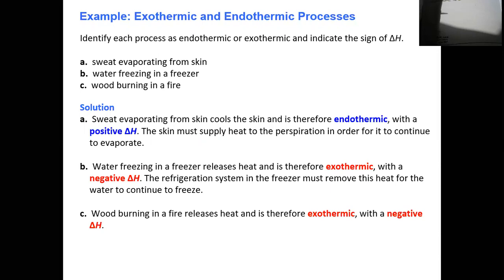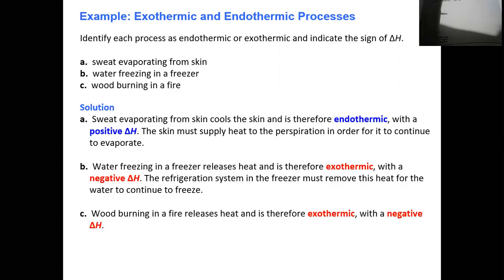First we have sweat evaporating from skin. If we have sweat evaporating, what do you think that process is? Sweat is going from a liquid to a gas. For a liquid to turn into a gas, it's going to require it to absorb heat and vaporize. If the sweat is absorbing heat, that means it's an endothermic process. If it's an endothermic process, the delta H has to be positive.